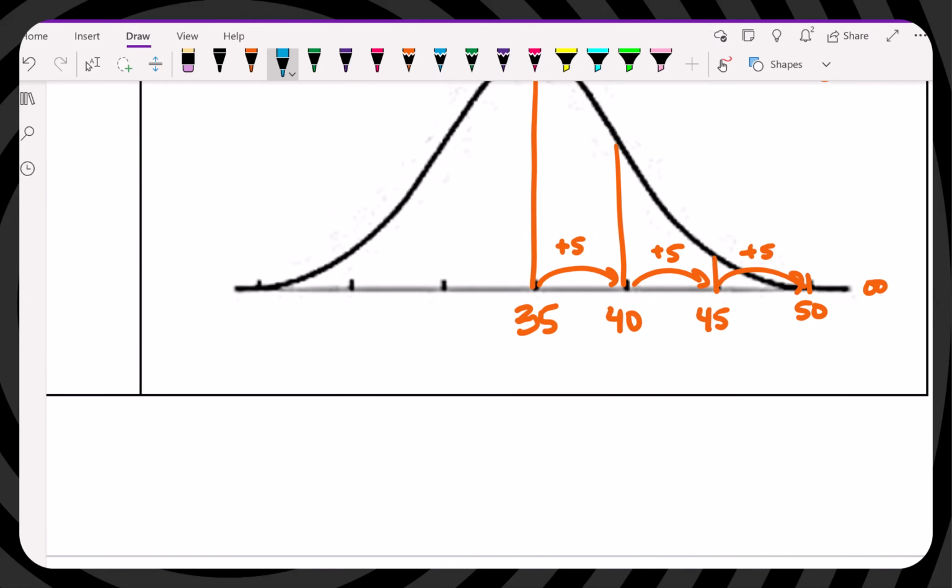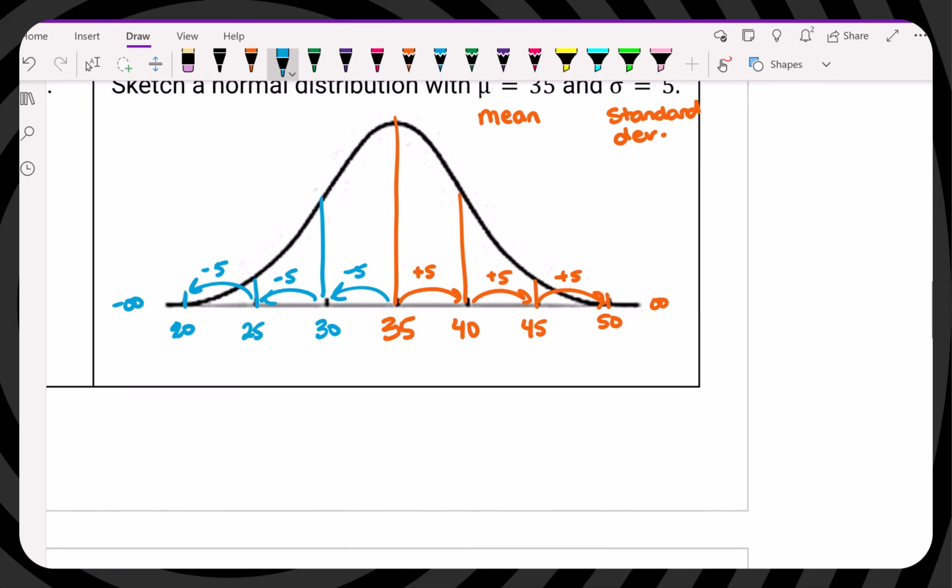Now I'm going to change colors and I'm going to go the other direction. So I've got 1, 2, 3 lines. So minus a standard deviation. So 1 standard deviation less than the mean is 30. 2 standard deviations less is 25. And 3 standard deviations is 20. One more time, your data does not end at 20. There is still data past the 20. It goes all the way to negative infinity, okay?